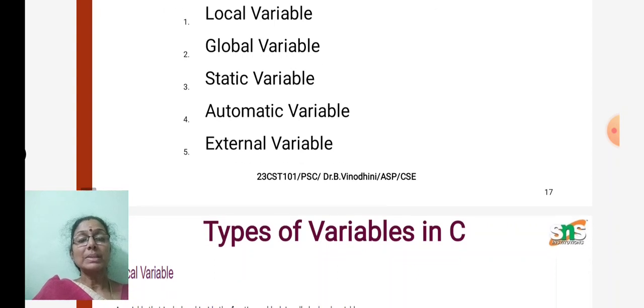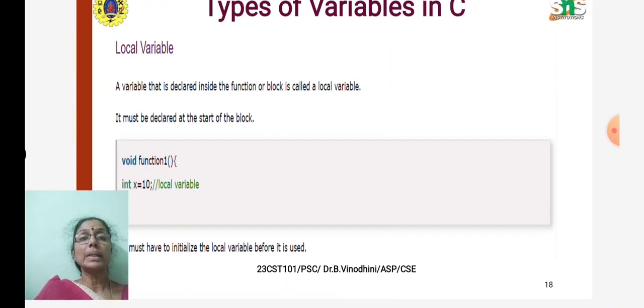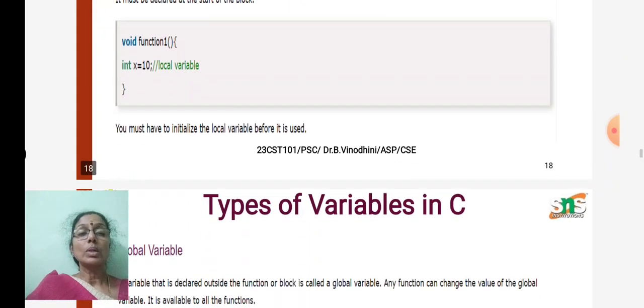First, we will see what a local variable is. The name intimates that the corresponding variable is local to the given function. That variable should be declared inside the function, at the start of the block of the function. This is an example of a local variable. Here we have a function. In that function we declare the variable x and assign the value 10. So x equal to 10 is local to that function. A variable declared inside the function is called a local variable.